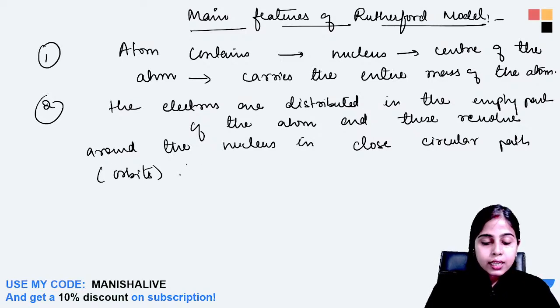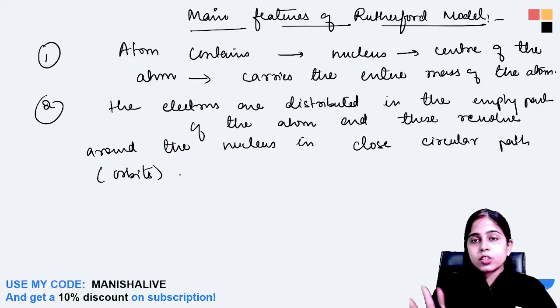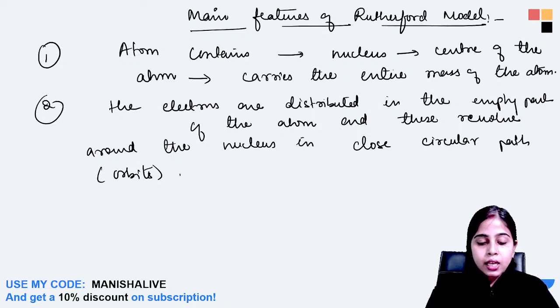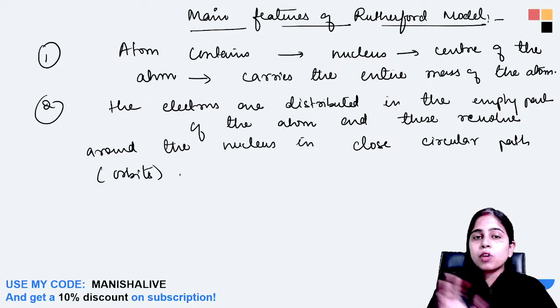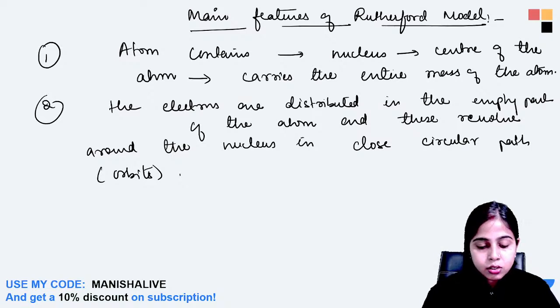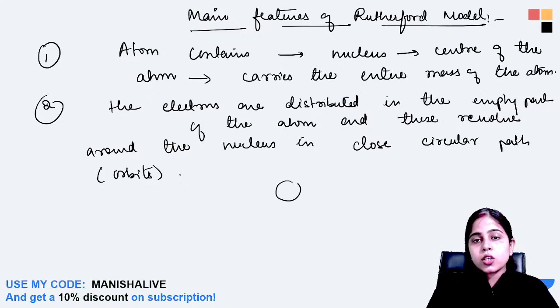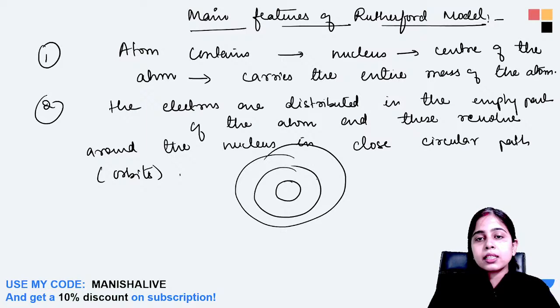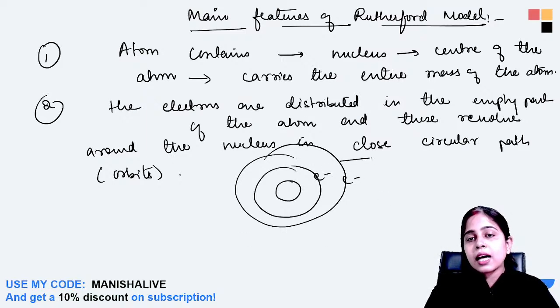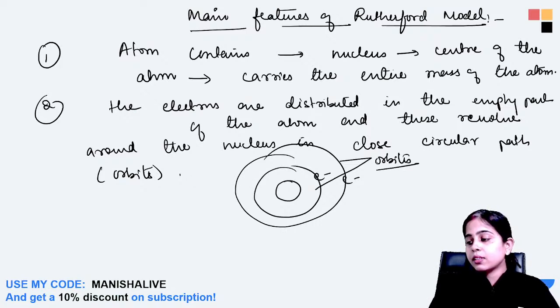Okay, understood everyone? So electrons are distributed in the empty part of the atom around the nucleus, and they revolve around the nucleus in closed circular paths called orbits, or you can say different concentric paths called orbits, like this. This is your nucleus and different concentric paths are there. In these paths only your electrons are revolving around the nucleus. These are termed as orbits. Is it clear everyone? Okay, very good. So this is your orbit.